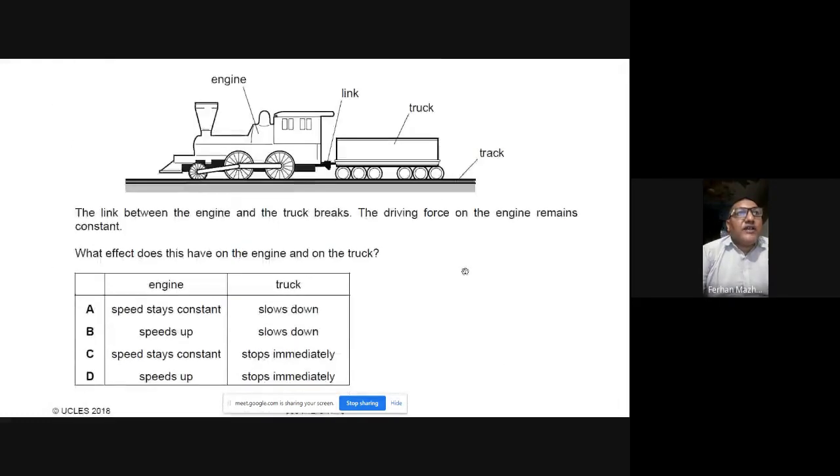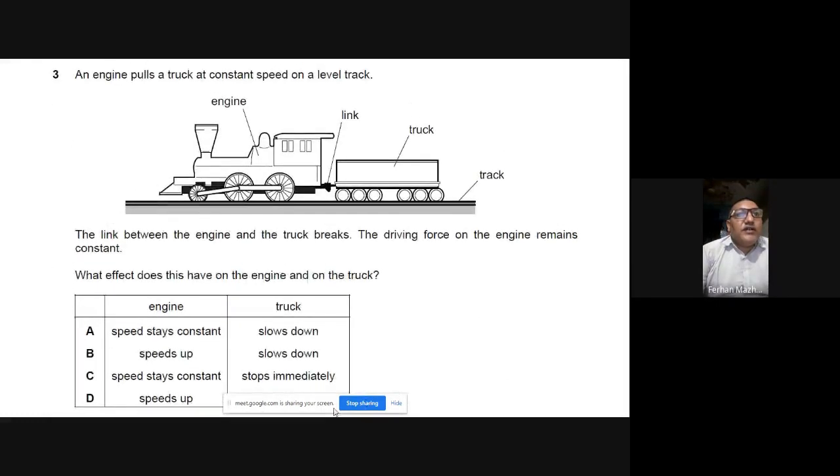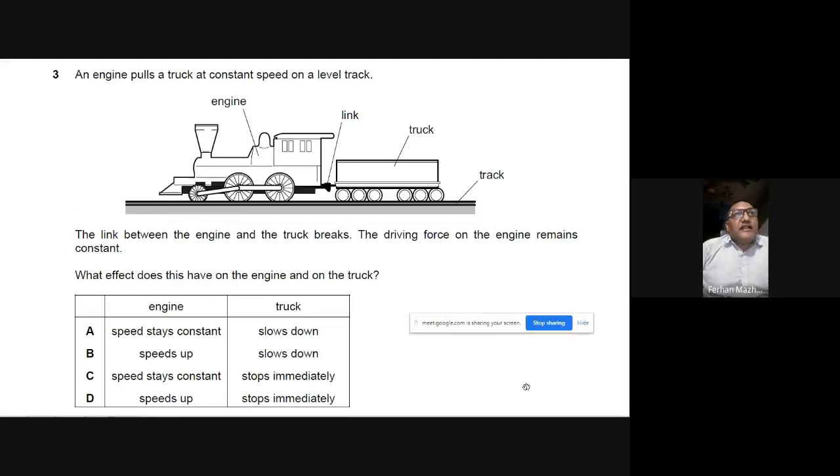On your screen we have question number three, and it says an engine pulls a truck at constant speed on a level track. The link between the engine and the truck breaks. The driving force on the engine remains constant. What effect does this have on the engine and the truck?